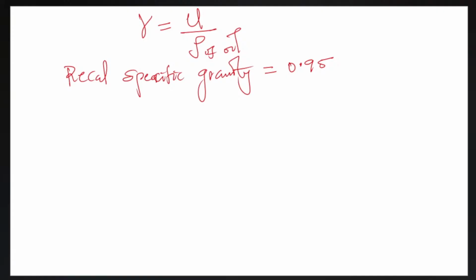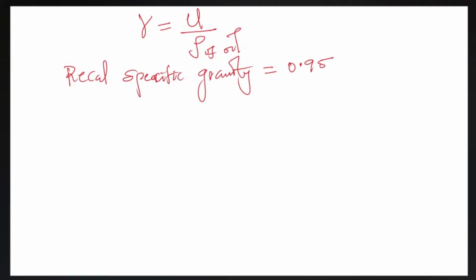So you input this value into your equation that says kinematic viscosity is the dynamic viscosity divided by the density of oil, which is 940 kilogram per meter square.